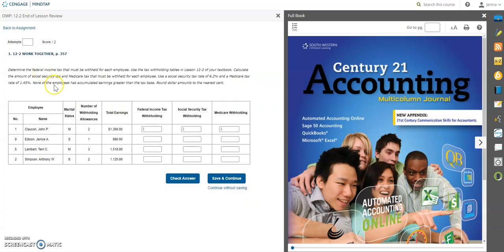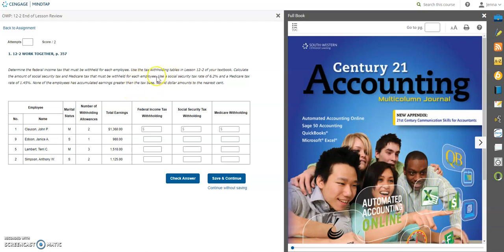It says determine the federal income tax that must be withheld for each employee. Use the tax withholding tables in lesson 12.2 of your textbook. Calculate the amount of Social Security tax and Medicare tax that must be withheld for each employee. Use a Social Security tax rate of 6.2% and a Medicare tax rate of 1.45%. None of the employees have accumulated earnings greater than the tax base. Round dollars to the nearest cent.